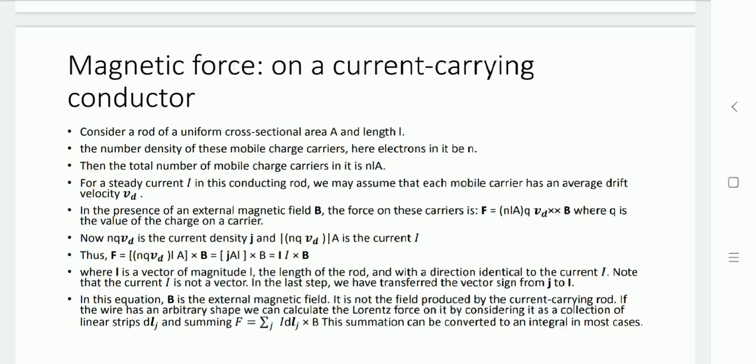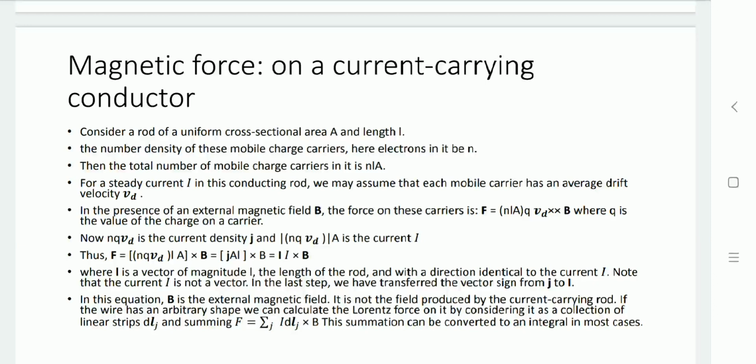L is the length of the wire through which the current is passing. We are assuming that the current is moving in the direction of the length of the wire. Wherever the rod is present, in the same direction the current is flowing. To define this condition, we are using L as a vector quantity with magnitude small l. Current is not a vector quantity, L is the vector quantity, right? And this is what we have replaced.